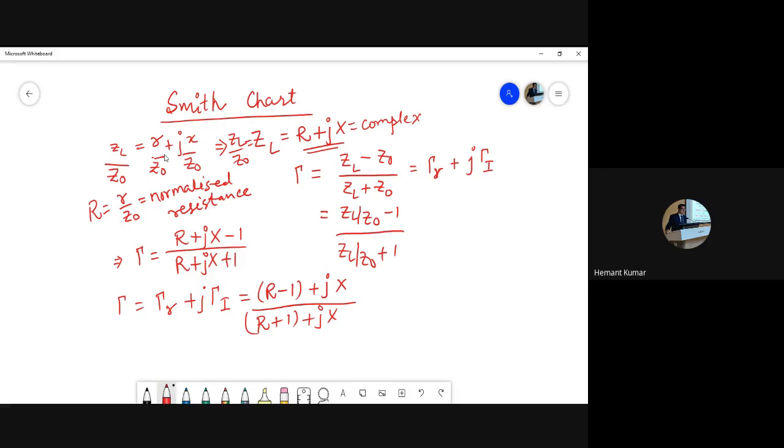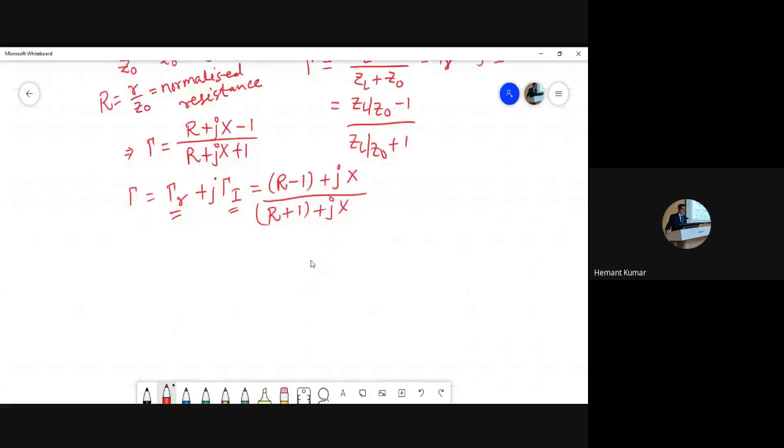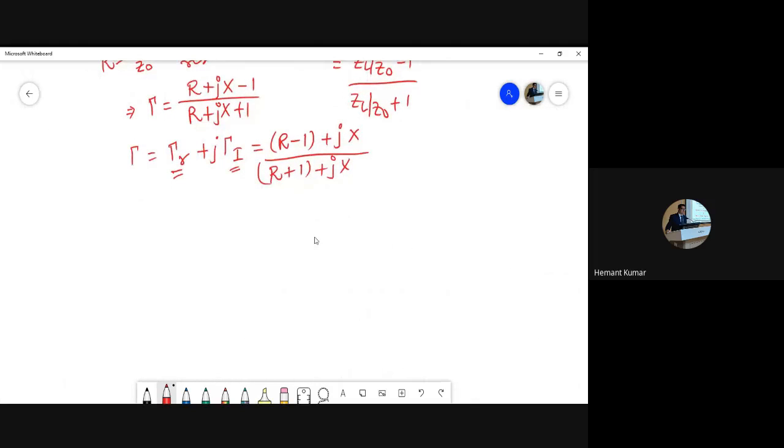So this is gamma R and gamma I. This is a complex quantity on the right hand side, so we can separate these two terms. Decompose these into the real part and the imaginary part. If you separate out the real part and the imaginary part, you will get two equations.